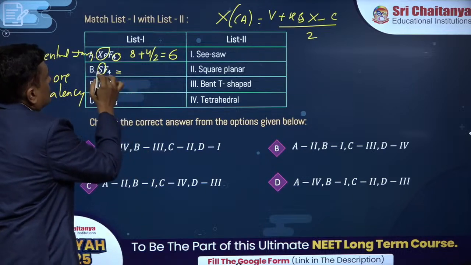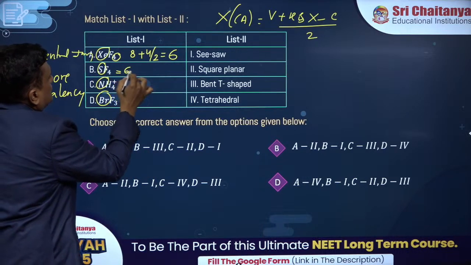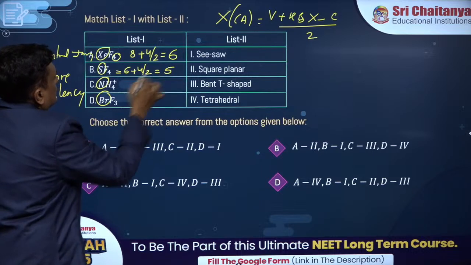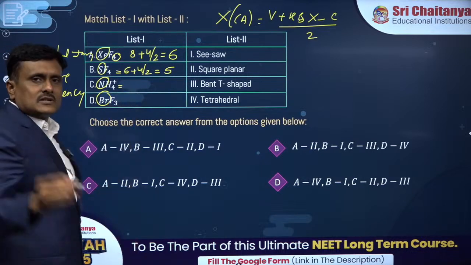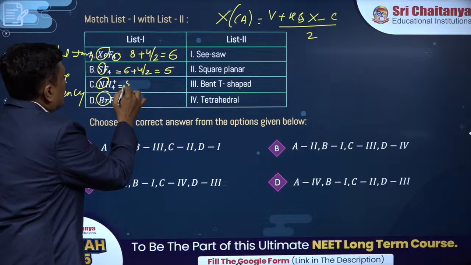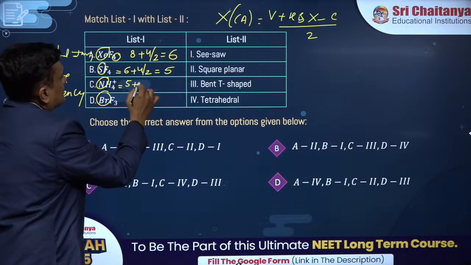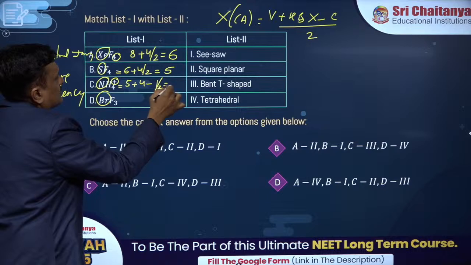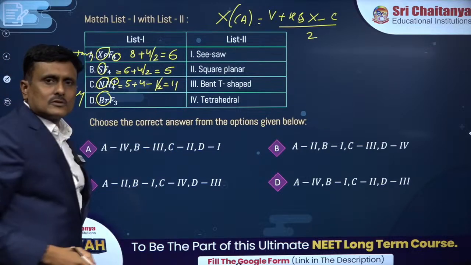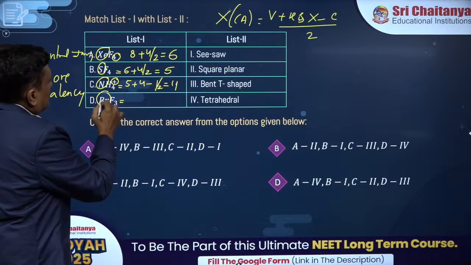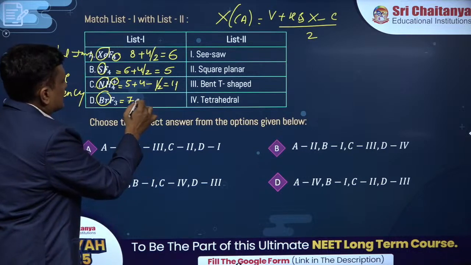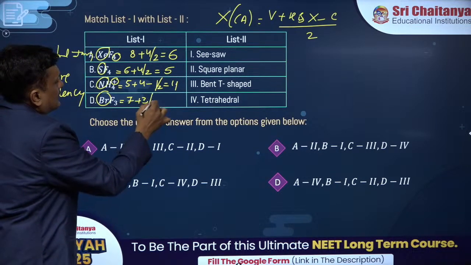This sulfur: valence electrons are 6 plus halogens attached are 4, divided by 2. Nitrogen: valence electrons, you know that it belongs to the 5th group, plus hydrogens attached, you can see, minus charge is there, divided by 2, which is equal to 4. This is bromine: valence electrons are group number 7, plus halogens attached to it are 3, divided by 2, 5.